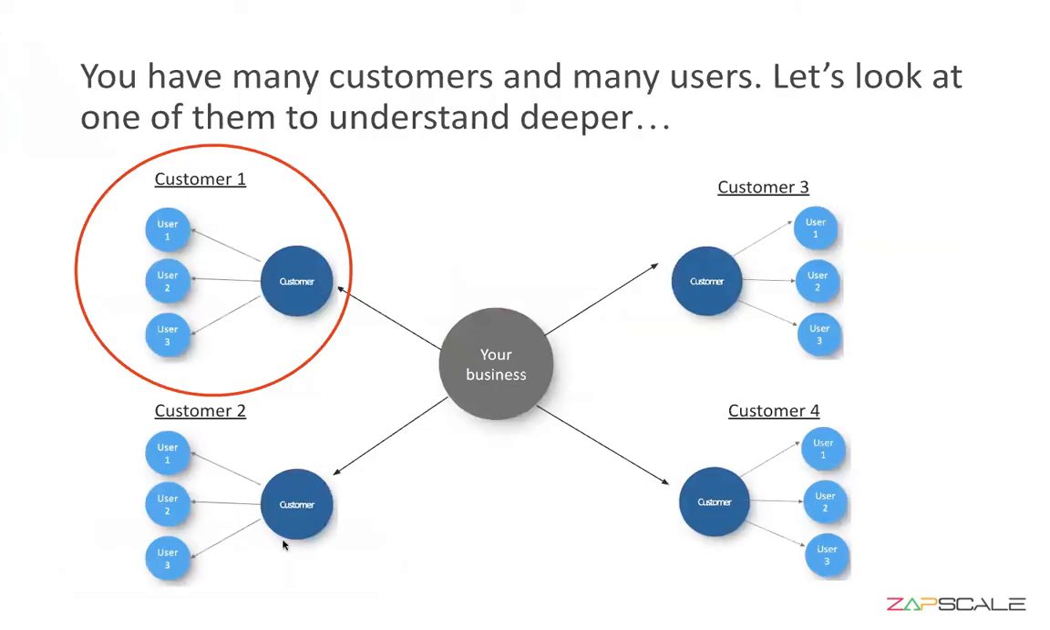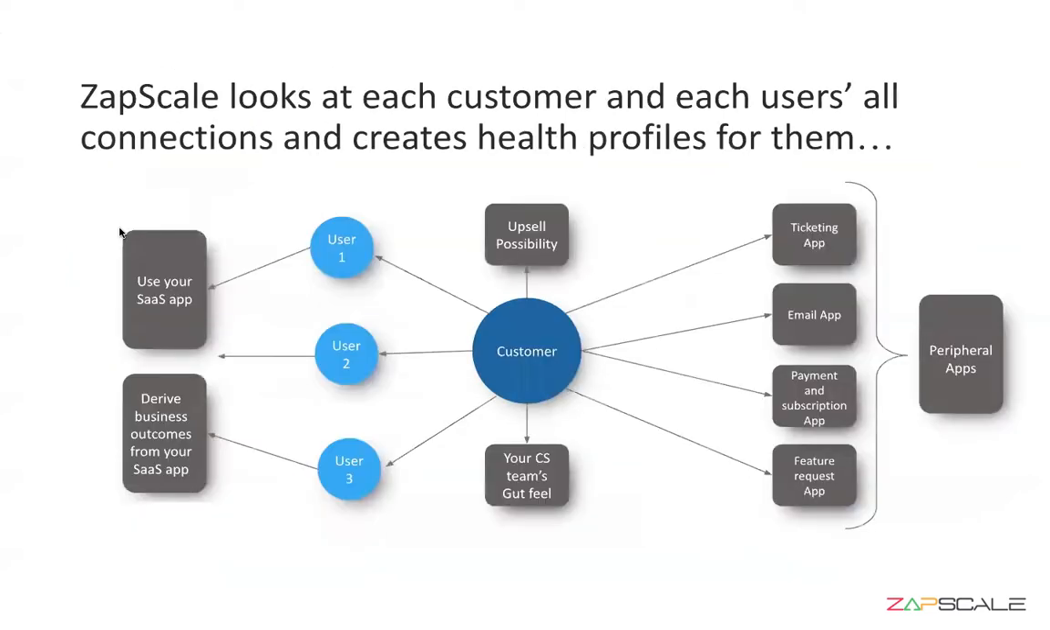A typical business would look like this, that it would have multiple customers, and in each customer there would be multiple users. Now if we deep dive into one particular customer, we would see that there are multiple ways that this customer interacts with your business. Primarily, the users of the customer would be using your product, your SaaS application, and would be deriving outcomes from your product. Outcomes are steps which add up to your users and your customers deriving value from your product.